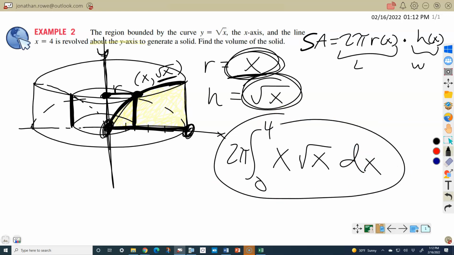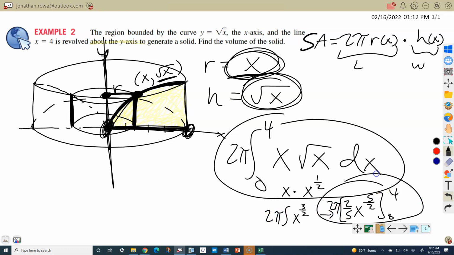You can do it in the calculator, you can do it by hand. If I want to do it by hand, I would just realize that x times the square root of x is the same thing as x to the first times x to the 1/2. You add the exponents. 1 plus a half is 3/2. So I'm integrating x to the 3/2. And I would do the power rule. That would become x to the 5/2 over 5/2, or in other words, times 2/5 from 0 to 4. Don't forget though, I've also still got this 2 pi outside of here as well.